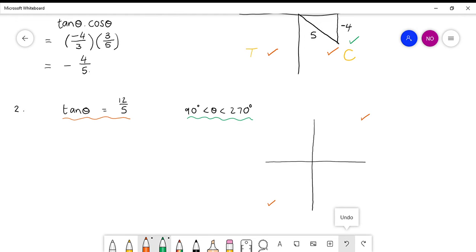In which two quadrants are we working with between 90 and 270? This is 0, this is 90, this is 180, this is 270. So do you see it will be there? So I'm working in quadrant 2 and 3.